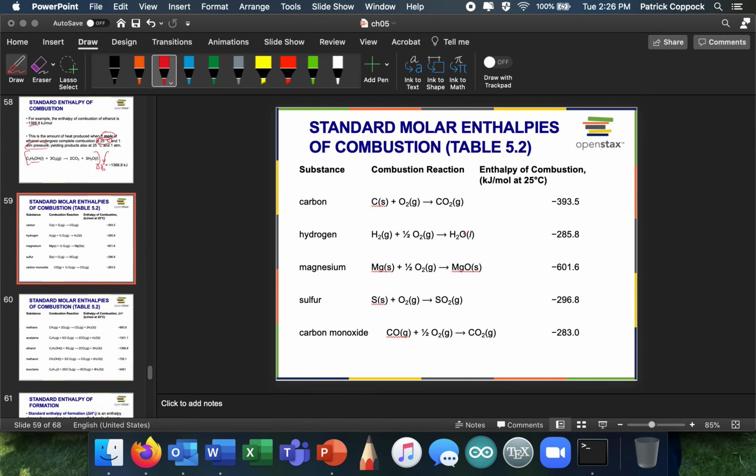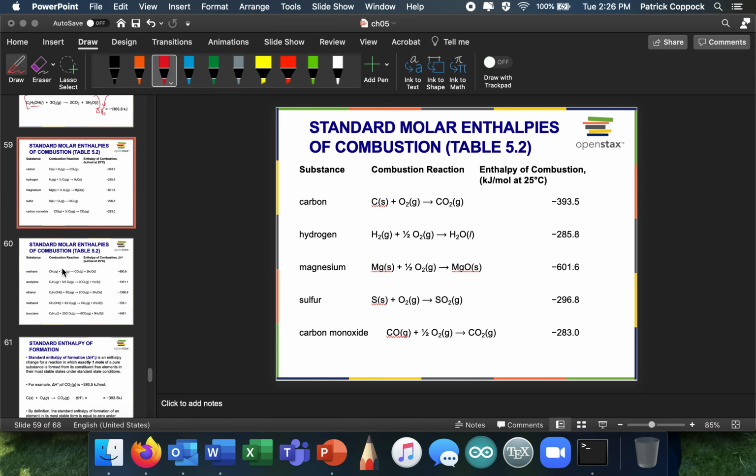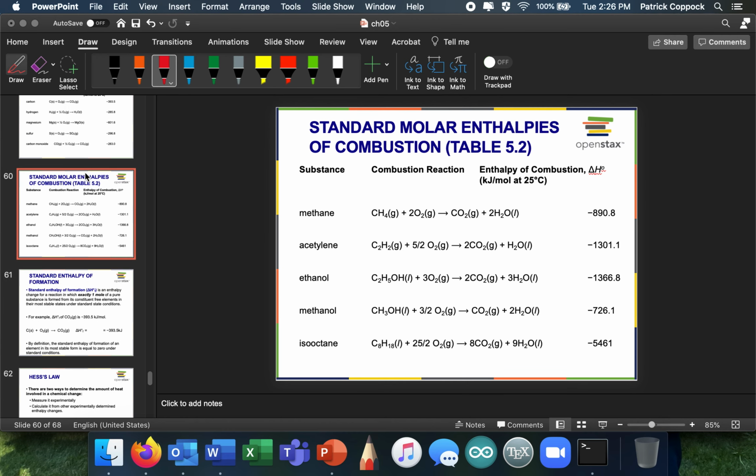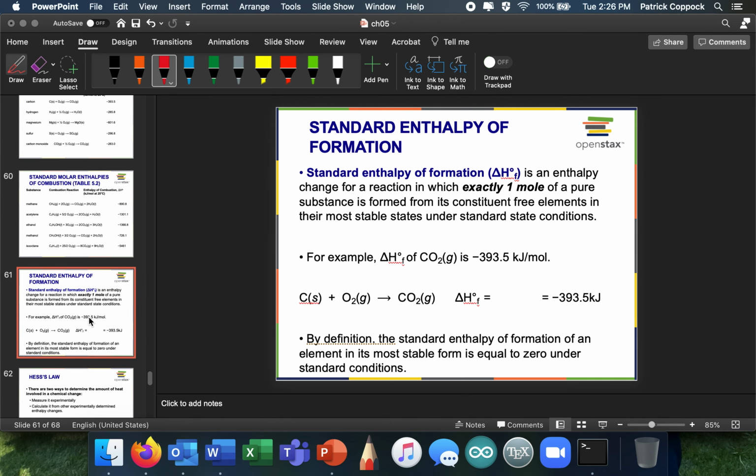So here are some standard molar enthalpies of combustion. If you combust carbon, you get this. If you combust hydrogen, you get that. If you combust magnesium, you get that, and so on. So we can look these things up in a table. You wouldn't memorize this, of course. No chemist memorizes these things. No scientist does. You always look things up. You just need to understand it.